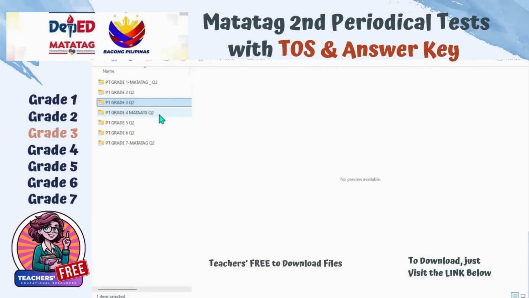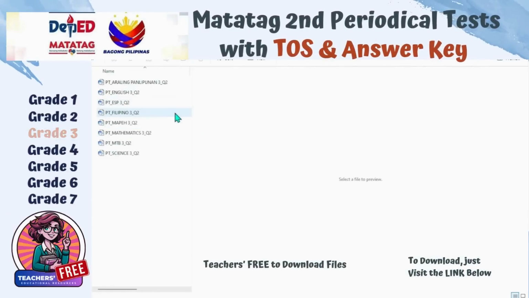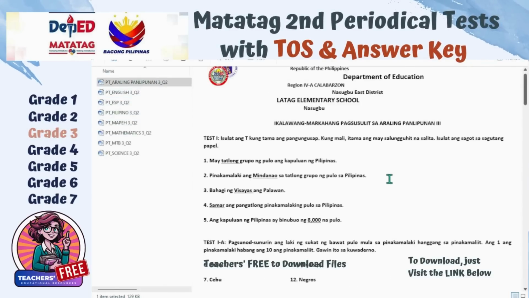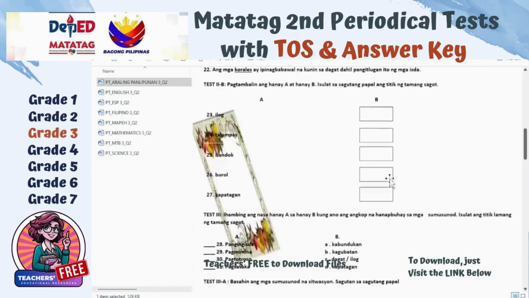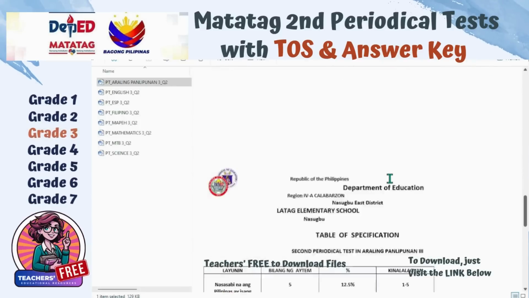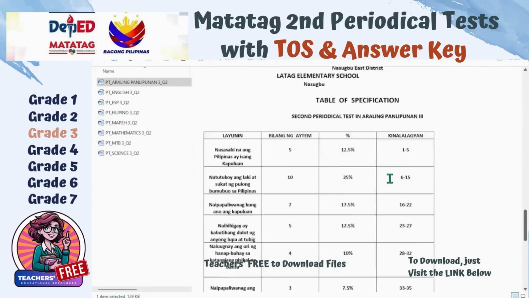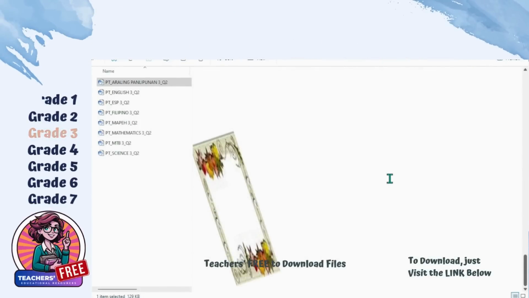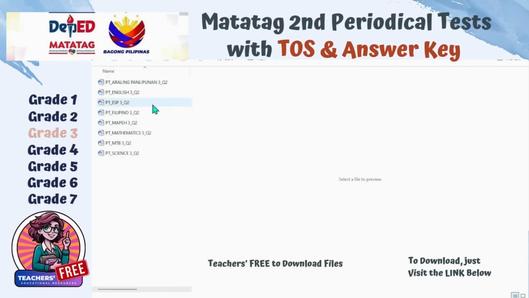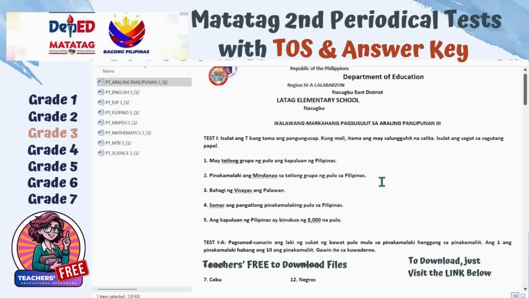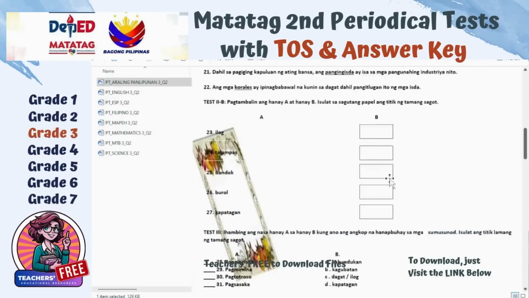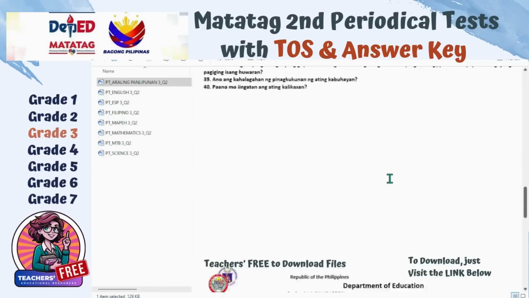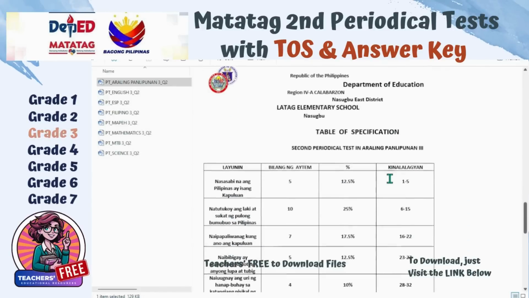For our grade 3 subjects, we have the Araling Panlipunan 3 second periodical test with the following objectives. First, you'll learn about the Philippines as an archipelago and understand what this means. You'll also identify the size and area of the islands that make up our country. We'll discuss the benefits of our landforms and bodies of water and connect these to the types of jobs found in different areas. Next, we'll explore how people adapt to their environment and how we can protect and value the natural resources that support our livelihood.